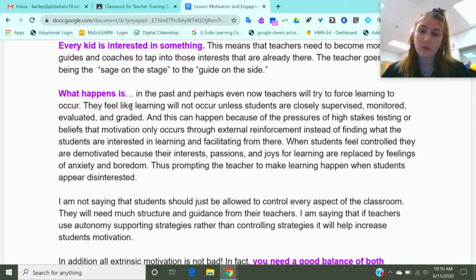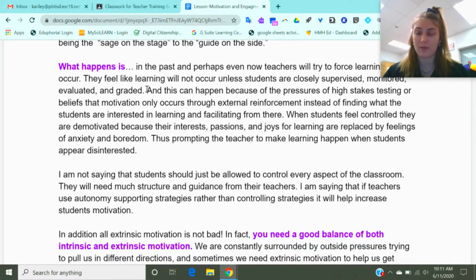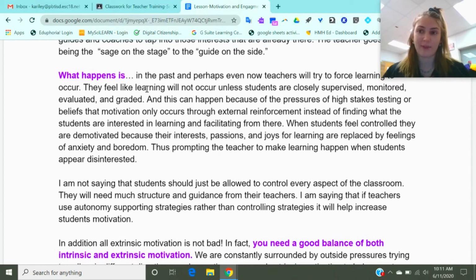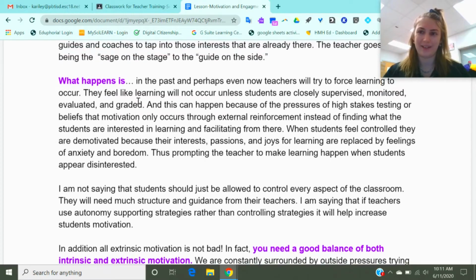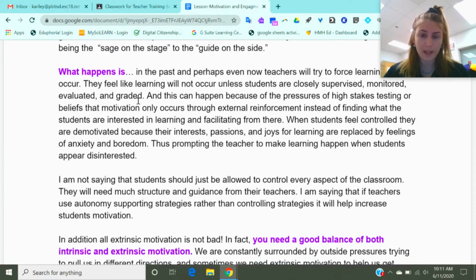Okay, so they feel like learning will not occur unless students are closely supervised, monitored, evaluated, and graded, which I would argue would be demotivating to me because, think about it, if you've ever had a job where you've been micromanaged or your supervisor's always asking you questions, looking to see what you're doing and then evaluating you and all that, that's enough to demotivate pretty much anyone. But this can happen because of external pressures of high stakes testing, which definitely has an influence.